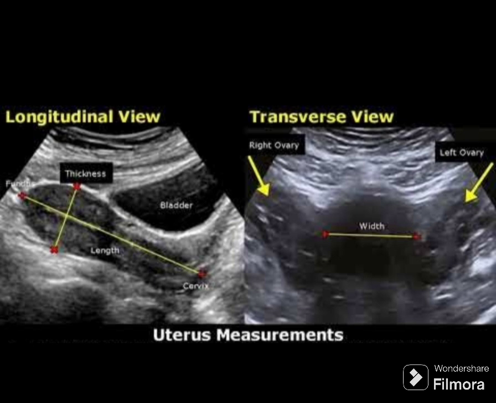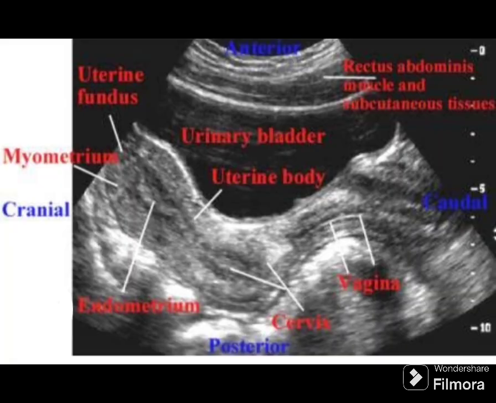So whenever you perform the USG of the uterus, first of all, measure the length, width and thickness. By taking the measurements of the uterus, its normality and abnormality both can be assessed. So, uterine measurements are very important in a pelvic scan.